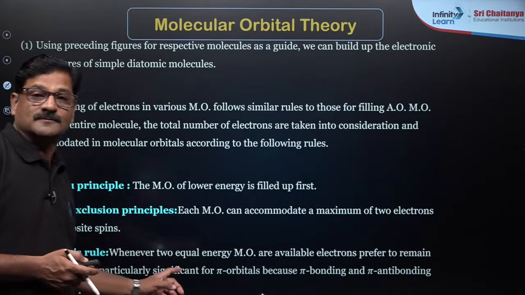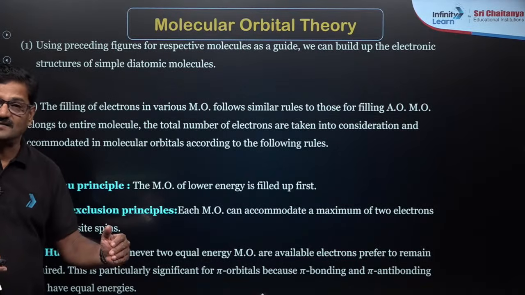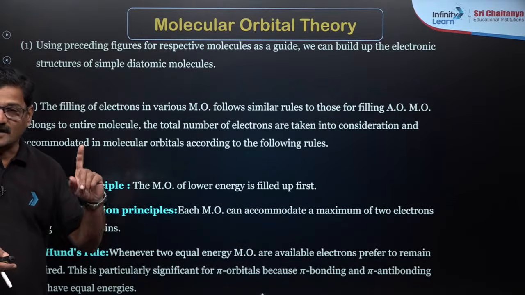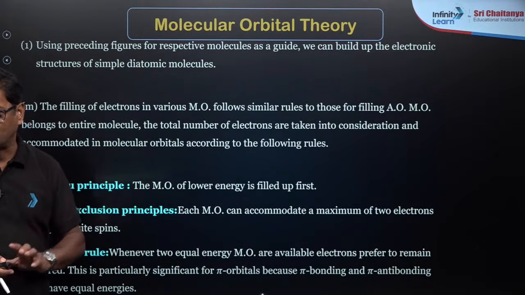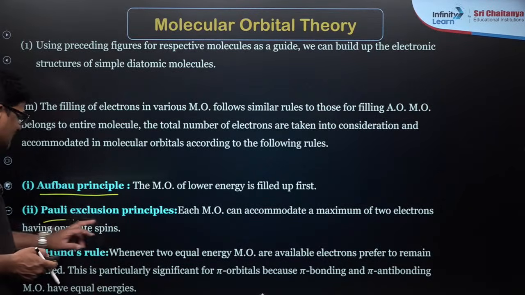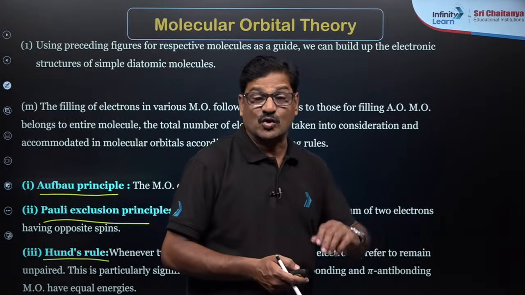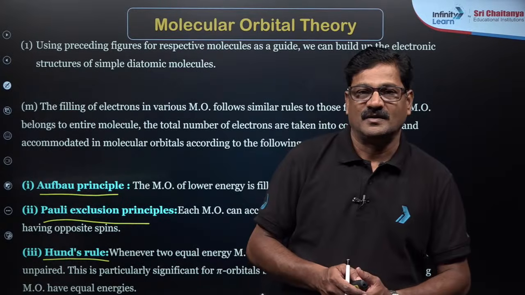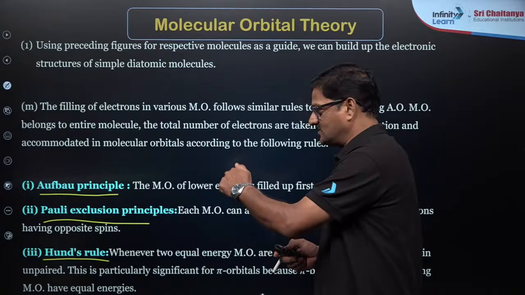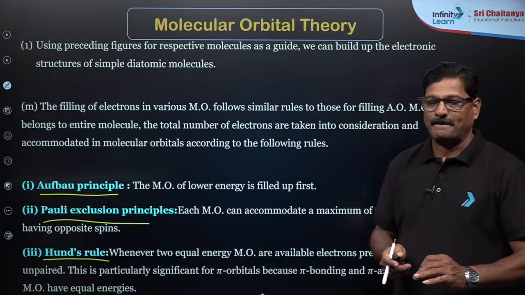And Hund's rule: pairing in degenerate orbitals does not take place unless these degenerate orbitals are filled with at least one electron with a parallel spin. So this is what is called Hund's rule. So if you write the electron configuration, could be atomic orbitals, could be molecular orbitals, these rules have to be followed. Understand?